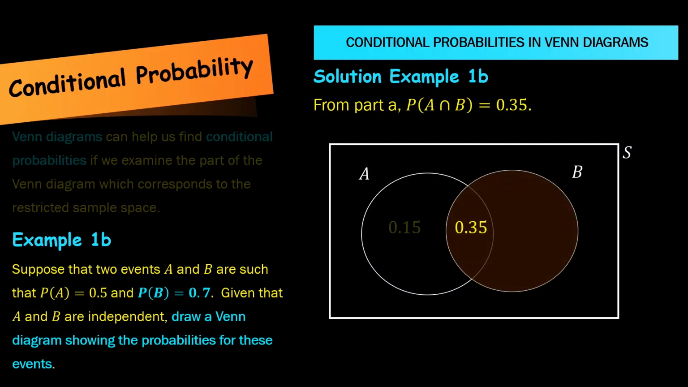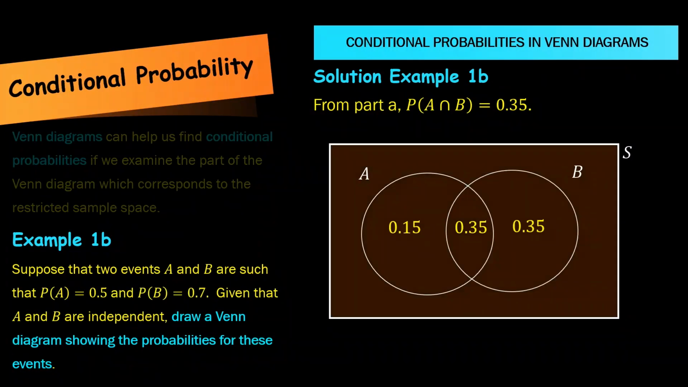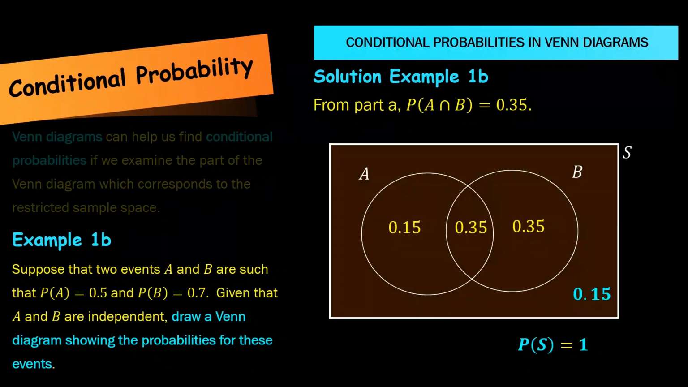And similarly for B, the probability of B equals 0.7. Therefore, the other probability in this circle is going to be 0.35. And now let's consider the entire sample space. All the probabilities added up should equal 1, and therefore 0.15 is also in this sample space but outside the regions for A and B.